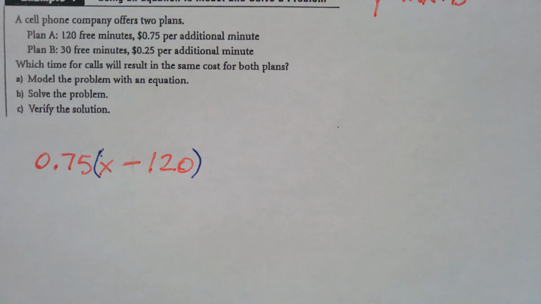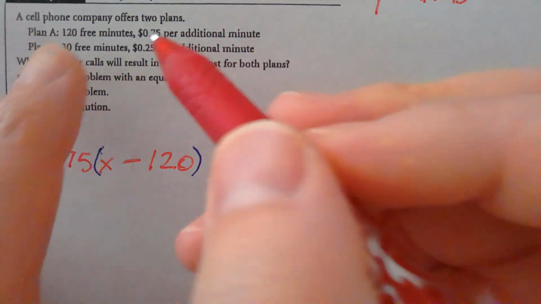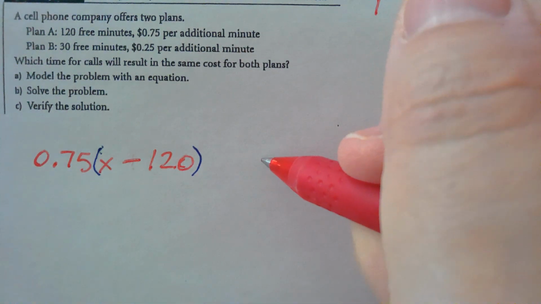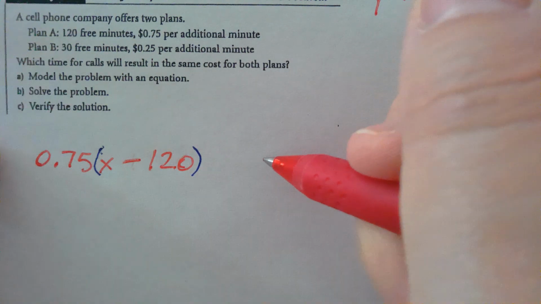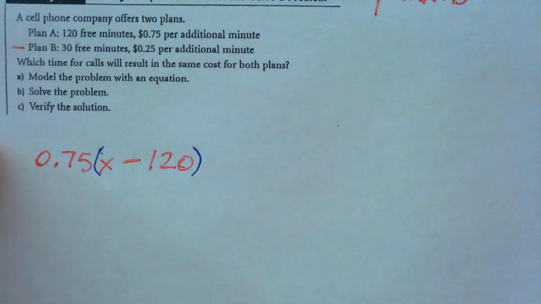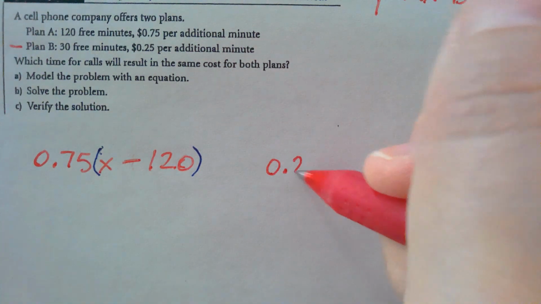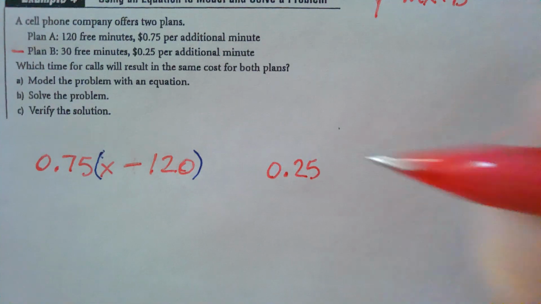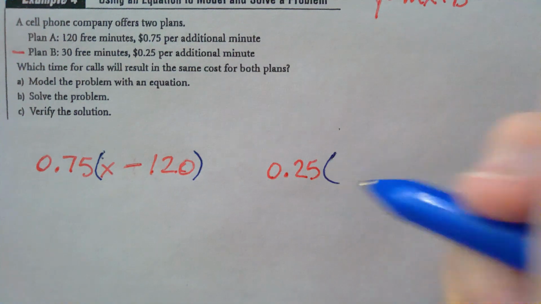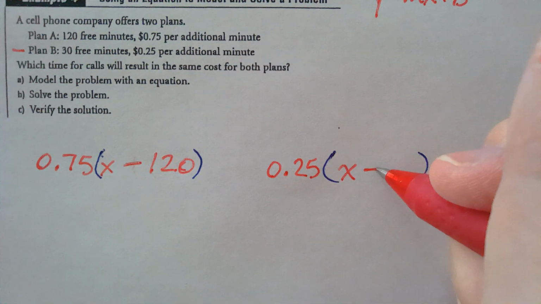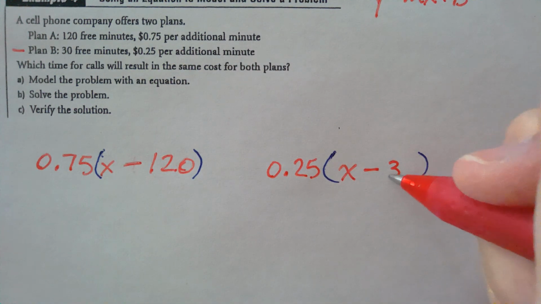Let's say, Manny, can you help me with this one? So if plan A looks like this, what does plan B look like? Plan B, right here. So we do 0.25, bracket, x minus 30. Perfect. Good.